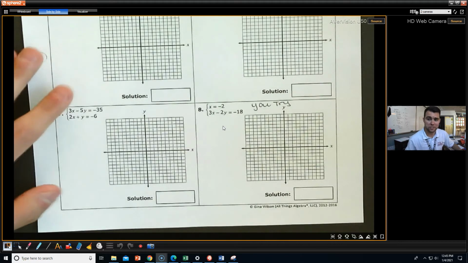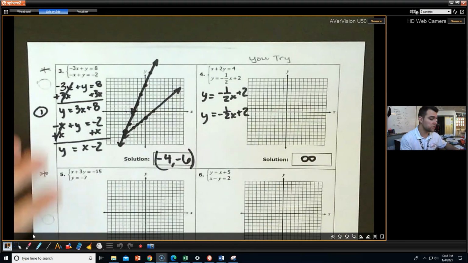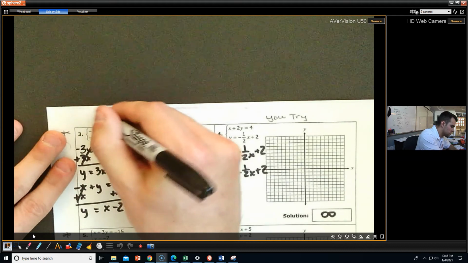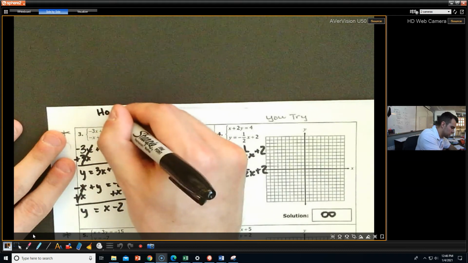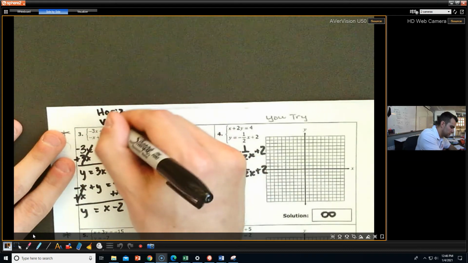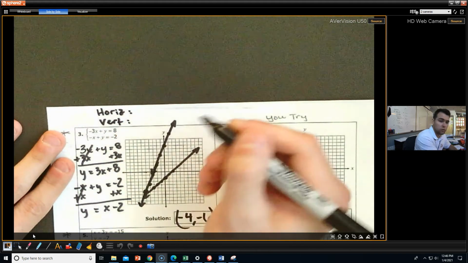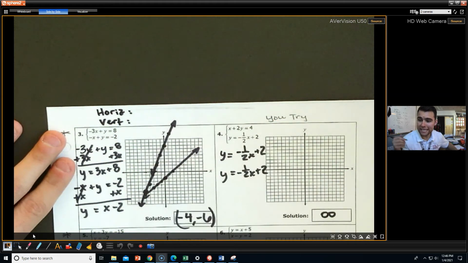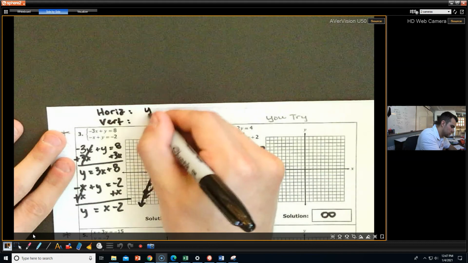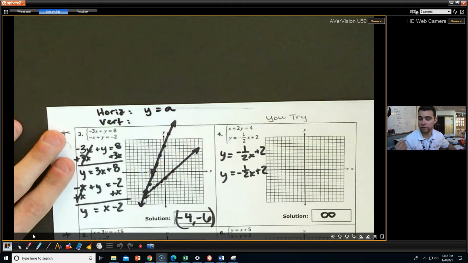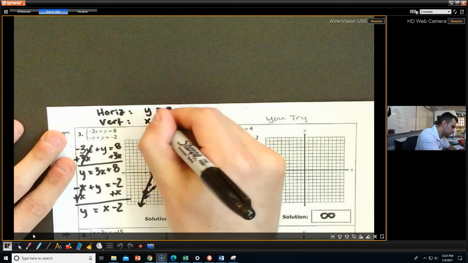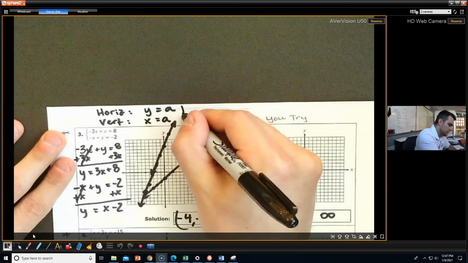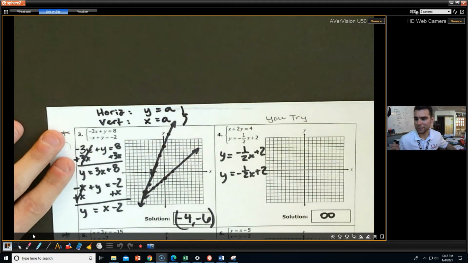So on your notes, maybe include vertical and horizontal lines, okay? Horizontal lines are going to be y equals a. That's just the form of it, whereas vertical lines are going to be x equals a. You're like, what's a? A represents the intercept.